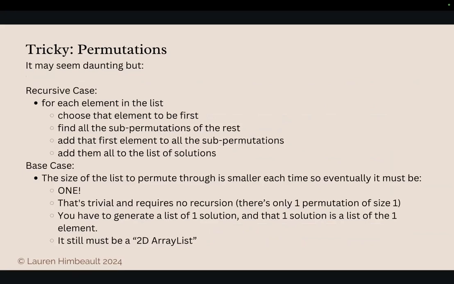For our recursive case, we basically want to say for each element in the list, pick an element to be first, and then find all subpermutations of that list. And then add that first element to the subpermutations, and then add them all to the list of solutions. We saw what our base case is, and our base case is when there's only 1 element in the list, there are no permutations, that element alone is the answer. That one is super trivial, super easy, no recursion required if there's only one element. One element means that's it. But it would still have to technically be a 2D array list.